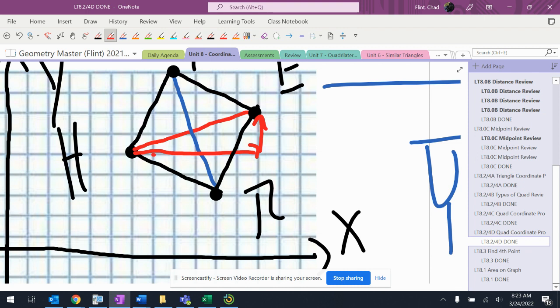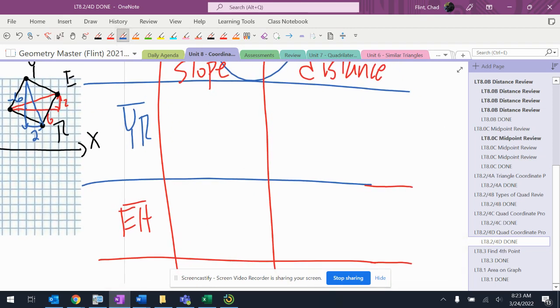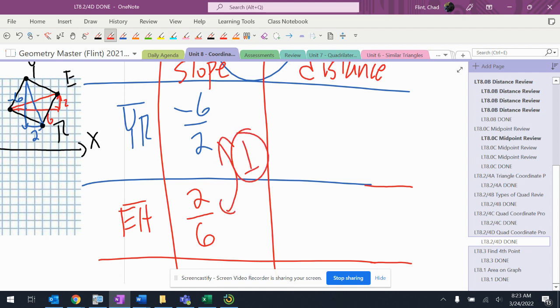Up 6 and right 2, both positive. And then for the other, down 6 and right 2. So my blue slope is down 6, right 2. My red slope is up 6, right 2. Perfect, because those are perpendicular. So there's one thing taken care of.